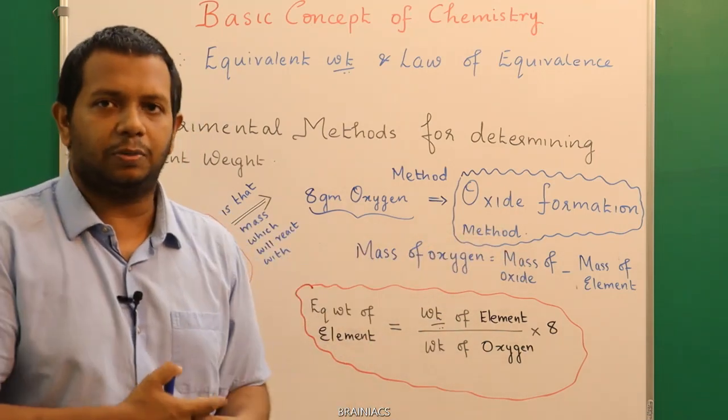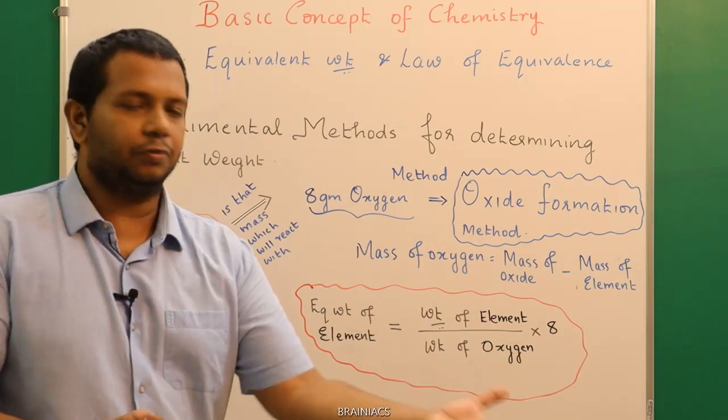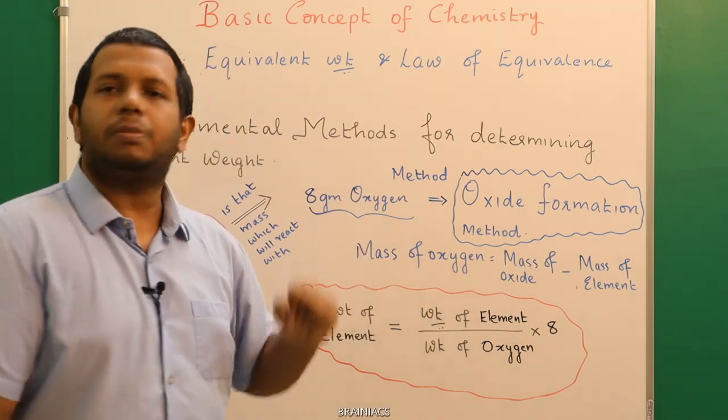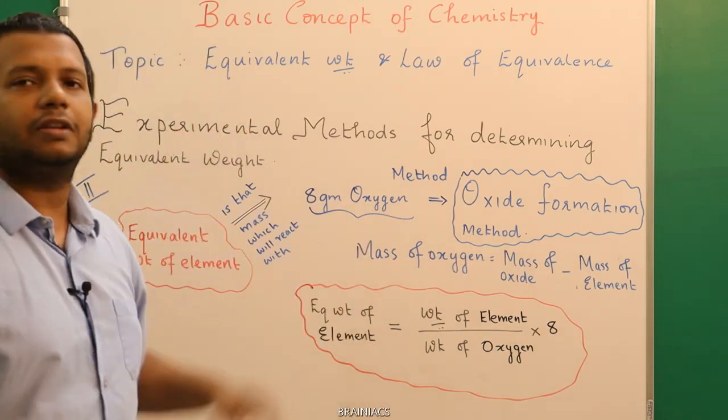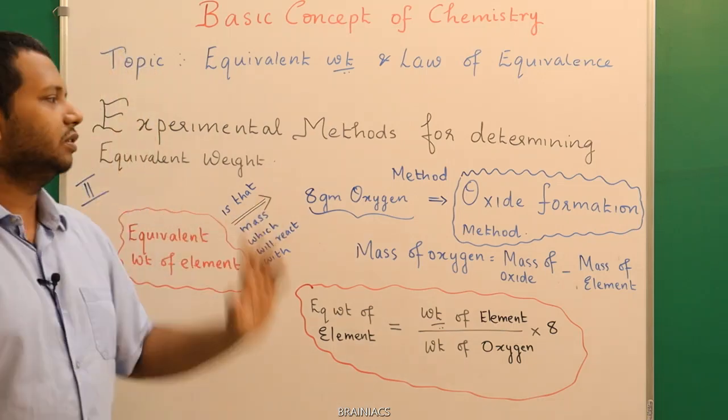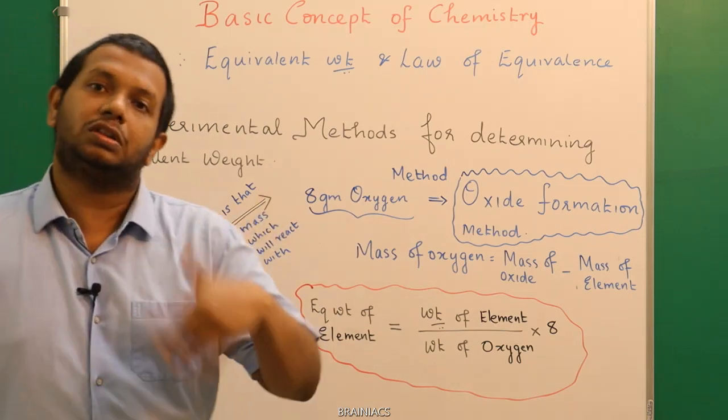The final product, that is the oxide, is also in front of you. Measure it, find out the mass, then subtract it. It will give you the mass of oxygen. Then substitute in the formula, you will get the answer. That's it. I hope you understood the oxide formation method. Now we will go to the third method.